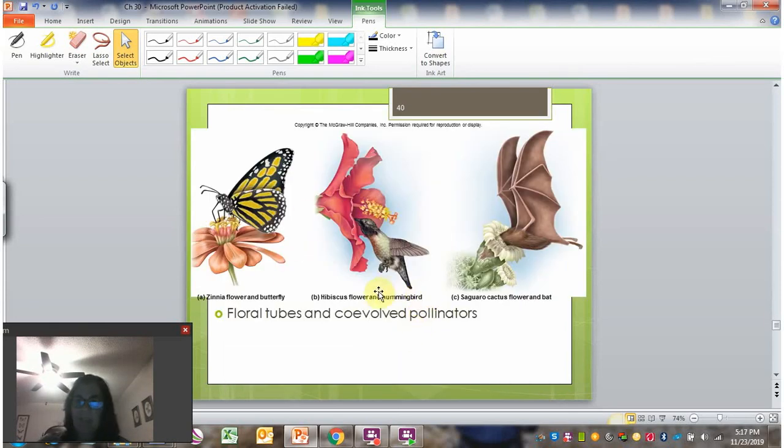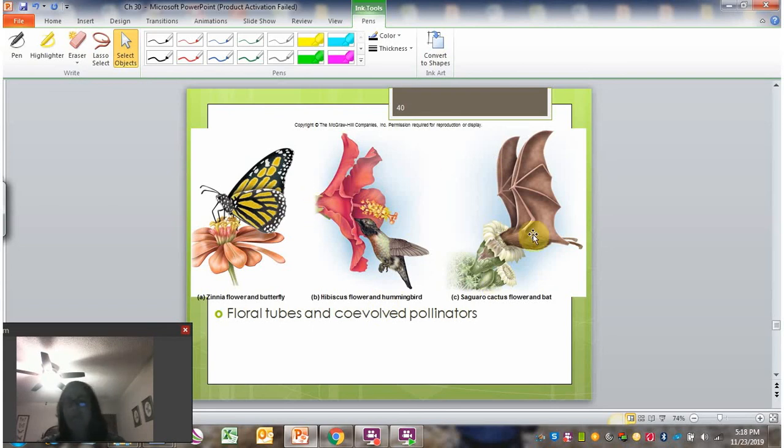So, a couple of examples here. Here's a zinnia flower. Notice the butterfly has a place to perch. It's an orangey peachy color, and it has these tubes that its little tongue can go down into. This is a hibiscus flower and a hummingbird. Hibiscus flowers are really big, as big as your hand, and they have a tube area that the bird can stick its head down into. And then there's an abundant amount of nectar here, and notice it's red as well.